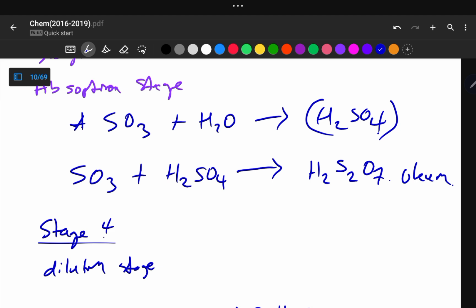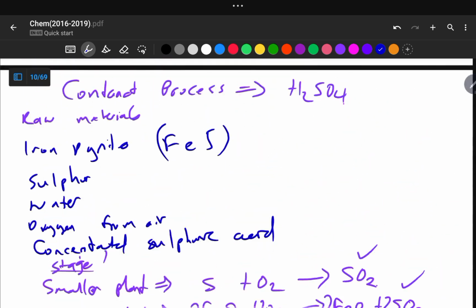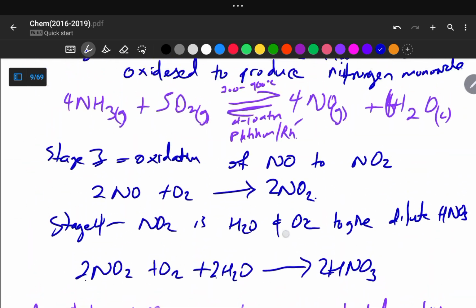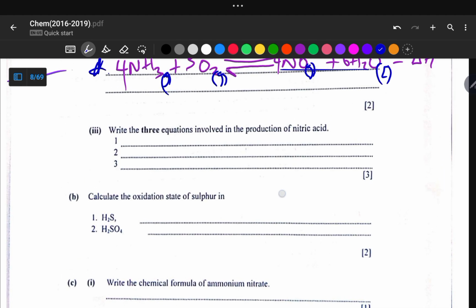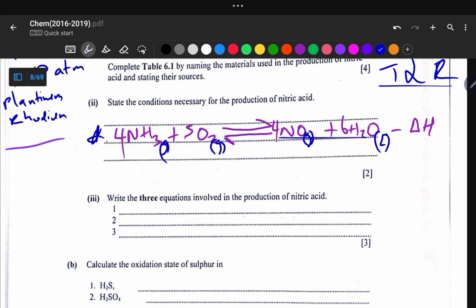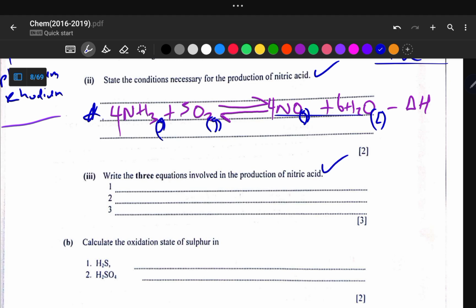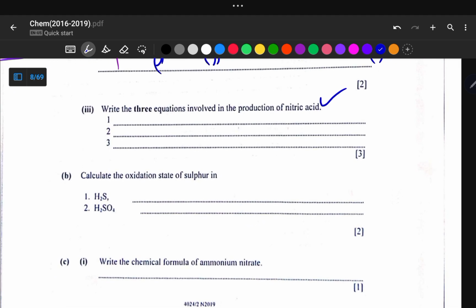So we are done with the industrial processes, and we want to go back to our question paper, right? So we are done with this part, and we are done with this part again. So we are starting on number B, which requires you to calculate the oxidation state of sulfur in hydrogen sulfide.